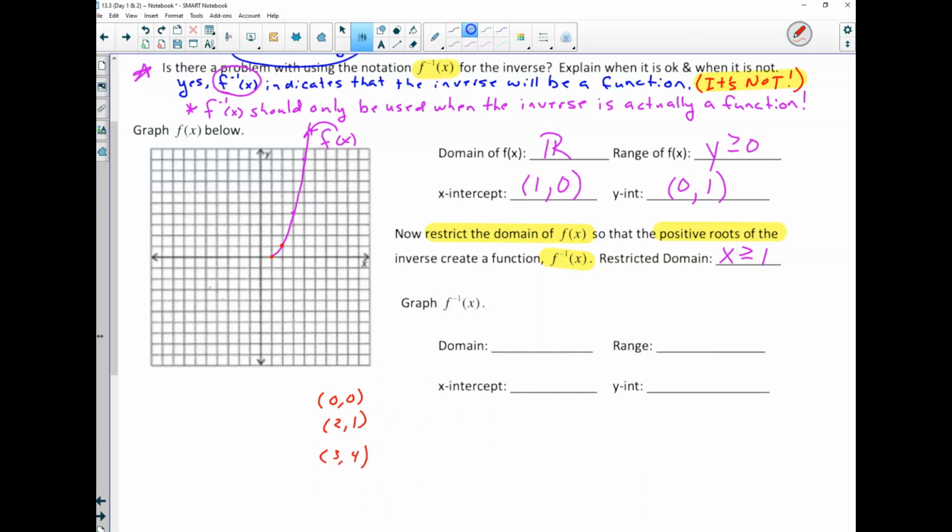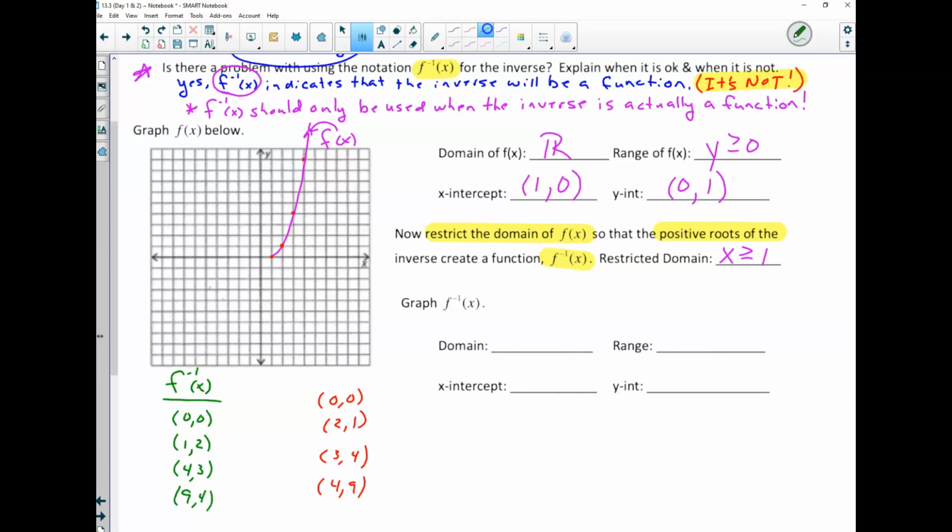And we also have 1, 2, 3, 4, 9, don't we? 4, 9. Well, if I have this graph and I have these 4 points I know, all I need to do is swap my x's and y's. So f inverse of x is going to have the point 0, 0 on it. It's going to have the point 1, 2 on it. It's going to have the point 4, 3 on it, and 9, 4 on it.